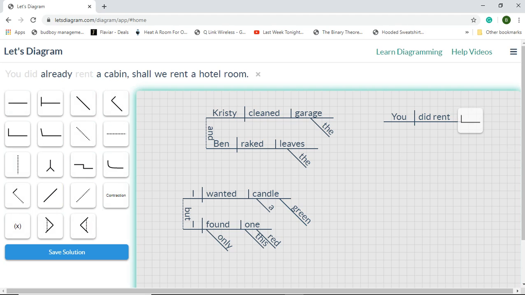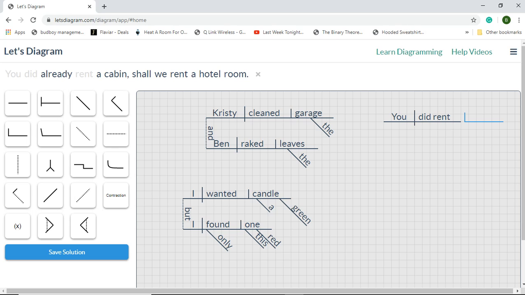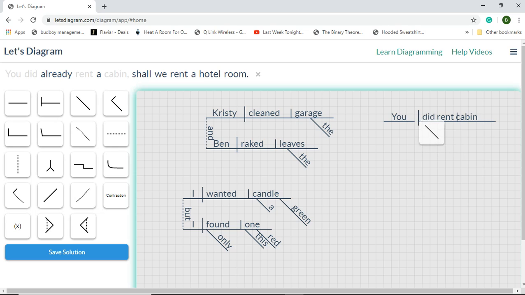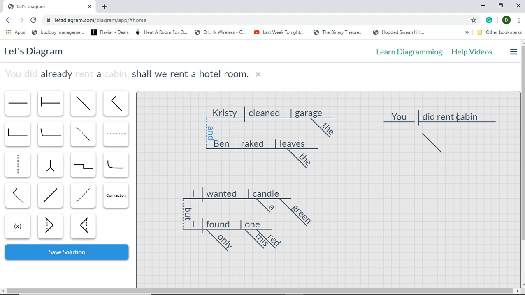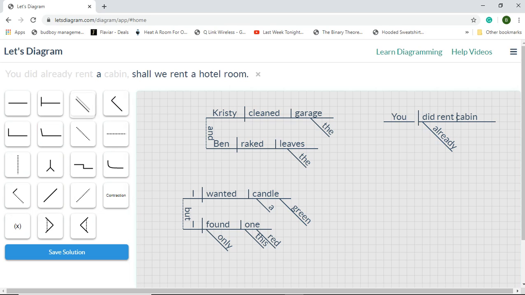The direct object. The verb phrase is modifying, what did he rent? Well, he rented a cabin. It's a direct object. Now, already is an adverb, and it is modifying the verb phrase did rent. A is always an adjective, and what is that adjective modifying? Well, that adjective is modifying cabin, the direct object, which is a noun.